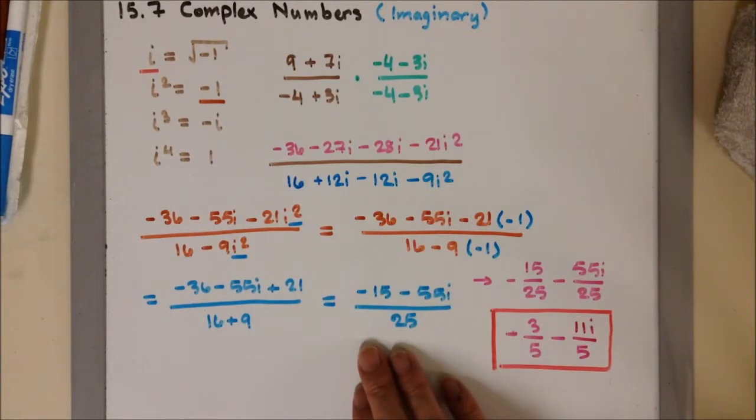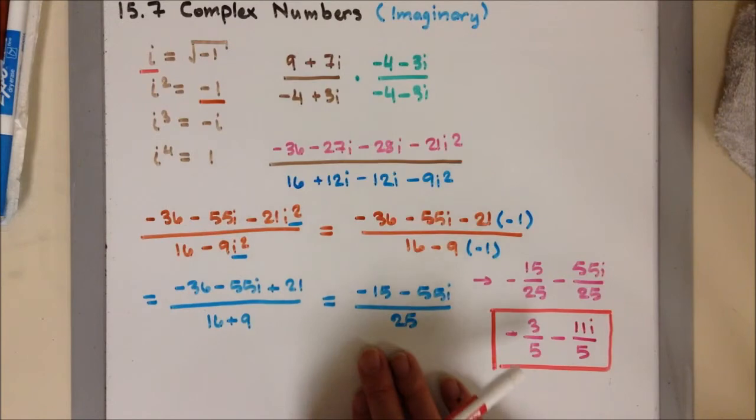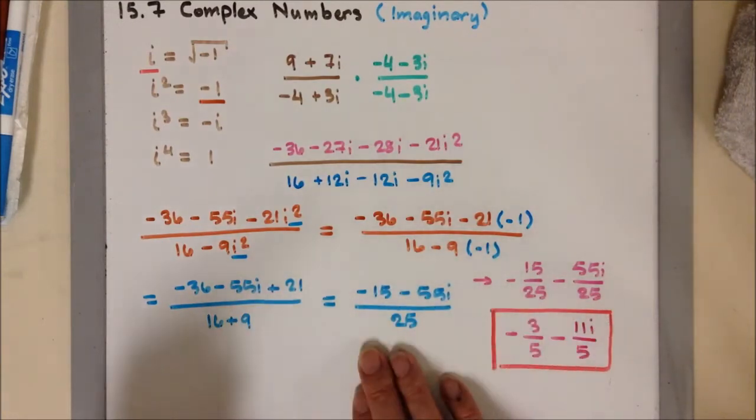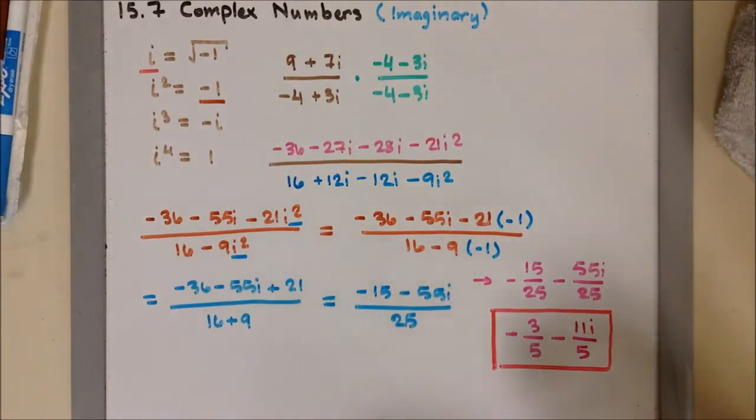So when you're working with division and you have a singular number in the denominator, split it into two fractions, just like how I did over here. And then always check if you can simplify the fraction, which in this case we did, both fractions were divisible by 5. And what we got is negative 3 over 5 minus 11i over 5.